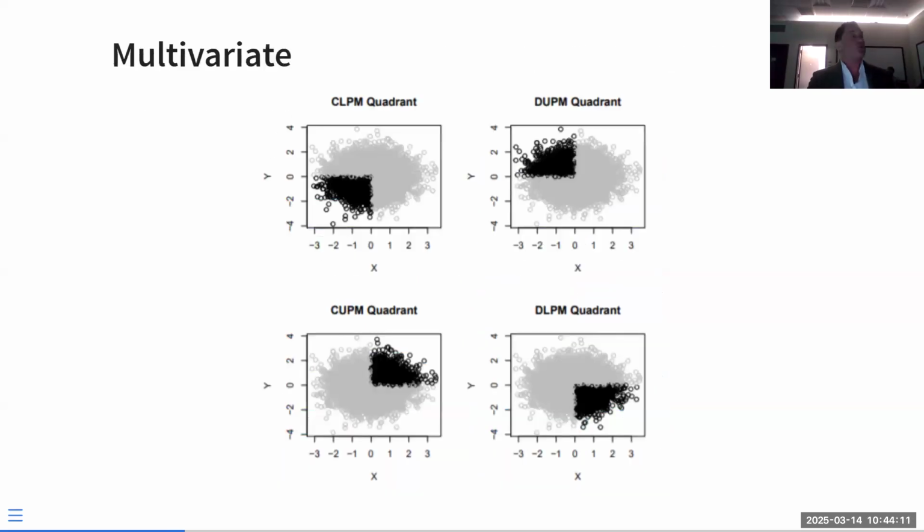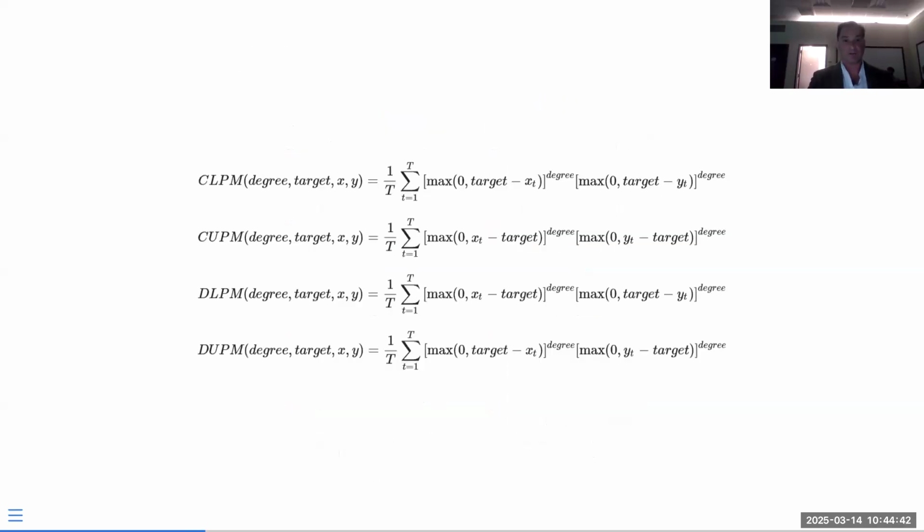So that was the univariate partial moment equivalences. This is really where the rubber met the road, and I had a lot of breakthroughs, was when I defined the multivariate partial moment matrices. So you can see here the co-lower partial moment in the lower left, your 2 divergent partial moment quadrants, and your co-upper partial moment quadrant. Here are the formulas.